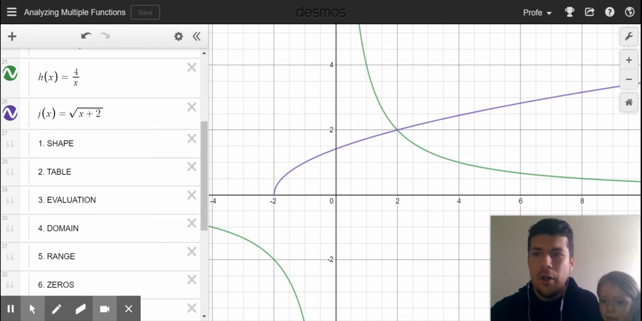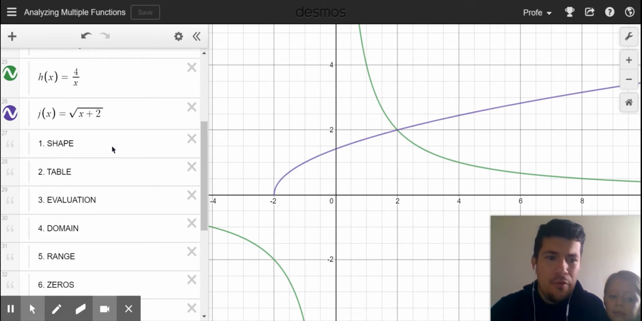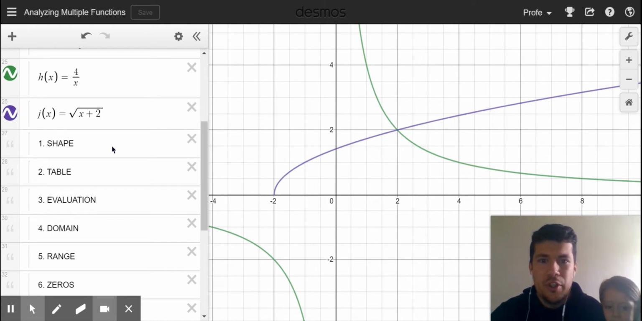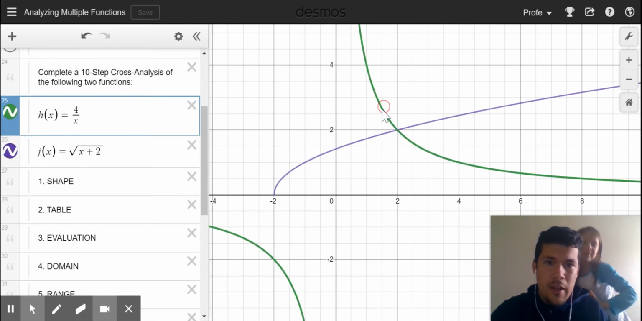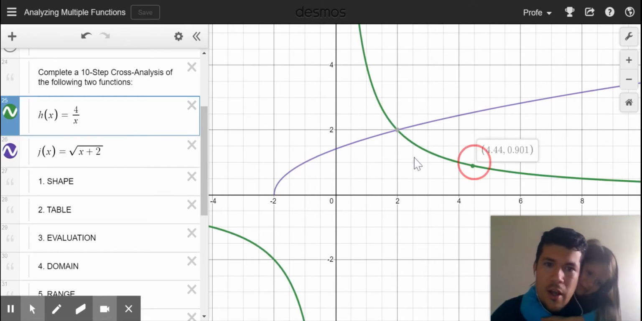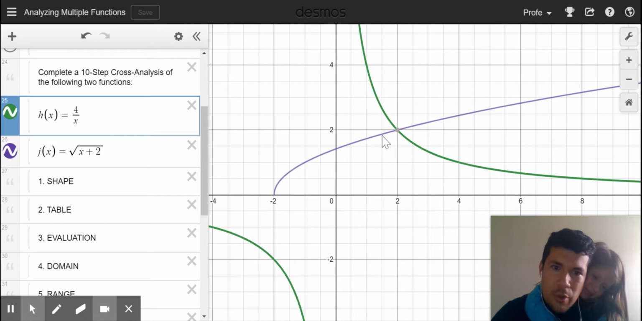All right, first of all, shape. I think for the shape, you should describe that both functions are curves, and you would write this, obviously. Both functions are curves. However, I would say that the rational function, the green one, looks to be decreasing at a rate, while the square root function seems to be increasing at a decreasing rate.